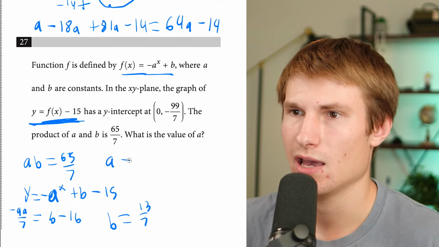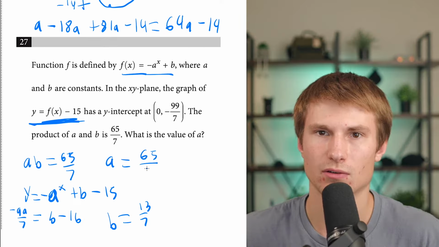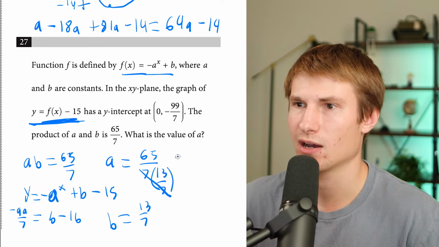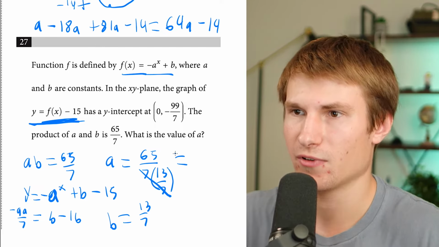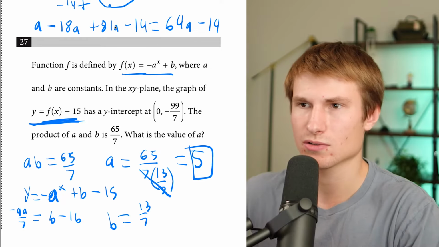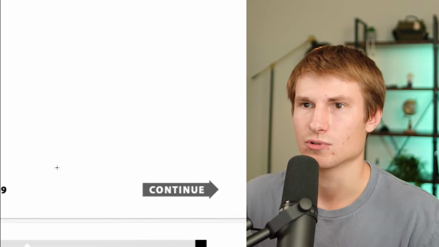We know that a is going to equal 65 over 7 divided by b. We know b is 13 over 7, so let's plug that in. Our 7s will cancel. We have 65 over 13. We can simplify that down. If we put it in our calculator, 65 over 13 will give us 5. So our answer for the value of a would be 5. All right, let's move on to section number 2 now. So let's go to section 2.